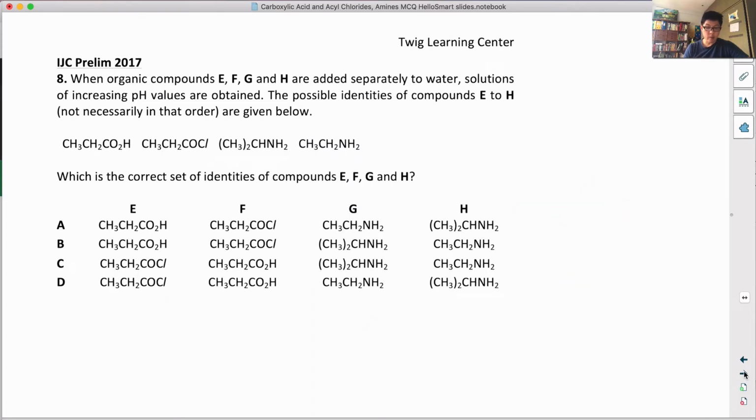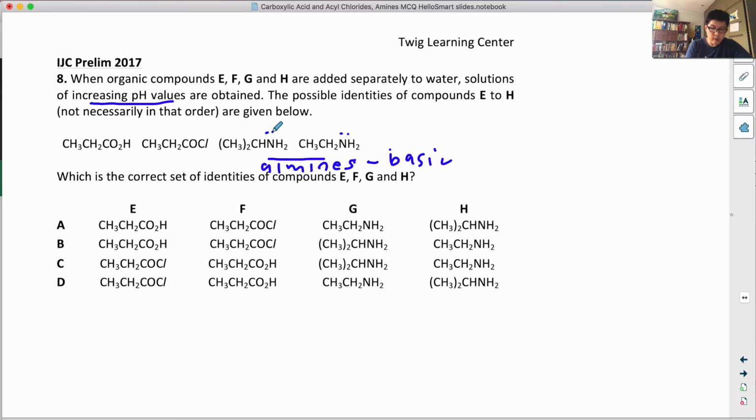Number 8. Which organic compounds, when added separately to water, give solutions of increasing pH values? Increasing pH values means from acidic to basic. So these two are actually amines, right? And amines are basic. They have a lone pair on the N to accept the proton. So these two are acidic.